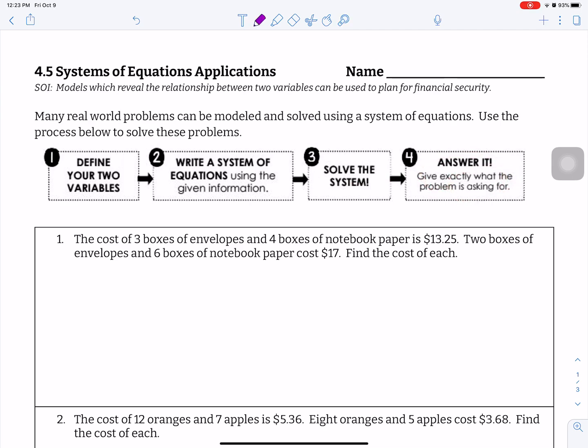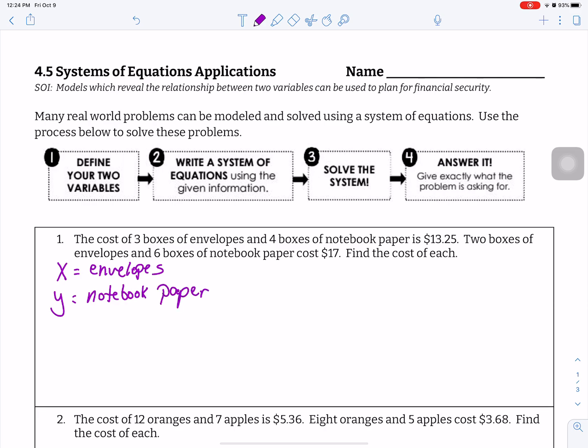So the first one says, the cost of 3 boxes of envelopes and 4 boxes of notebook paper is $13.25. 2 boxes of envelopes and 6 boxes of notebook paper cost $17. Find the cost of each. I need to define my variables. And when they're talking the cost of each, that's often what they're telling us to find, what we're going to use as our variables. So we have envelopes and notebook paper. It doesn't matter which one's Y and which one's X. I'm putting envelopes as X because I saw it first.